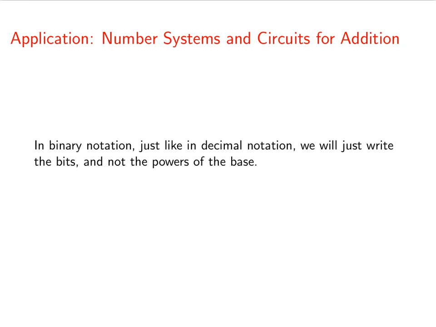So in binary notation, just like decimal notation, we're just going to write the bits and not the powers on the base. So here's how we're going to write it. 45 in base 10 is the same thing as 101101 in base 2. So this expression here is called binary. This expression on the left is called decimal. Okay, that's all for now.